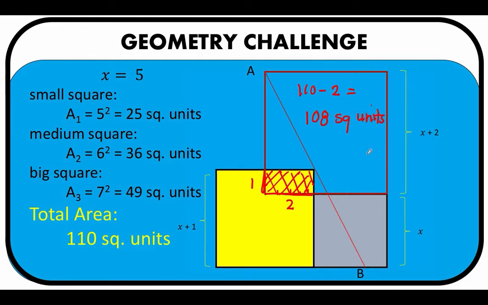But if we interpret the question to be the total area of the three squares separately without considering the overlap, then the answer is 110 square units. But if we consider the question to be the area of the three squares as drawn in the figure, then the answer is 108 square units.